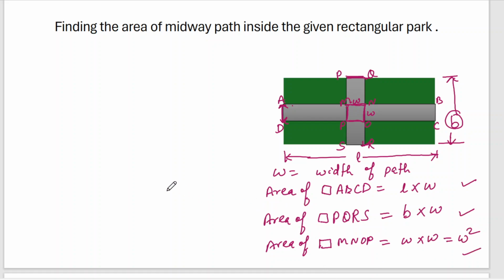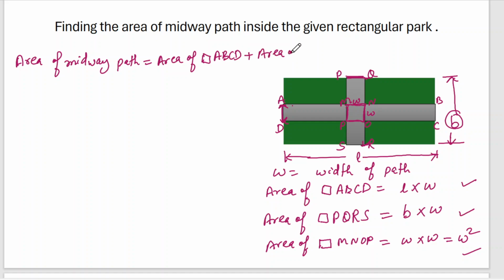Now, how to find the area of midway path? Please concentrate here. Area of midway path is equal to area of rectangle ABCD plus area of rectangle PQRS minus area of square MNOP.